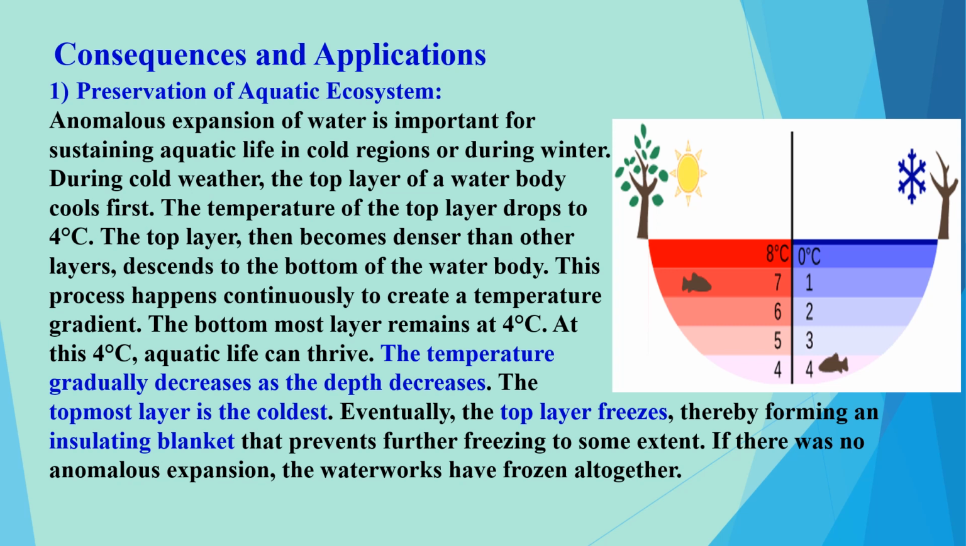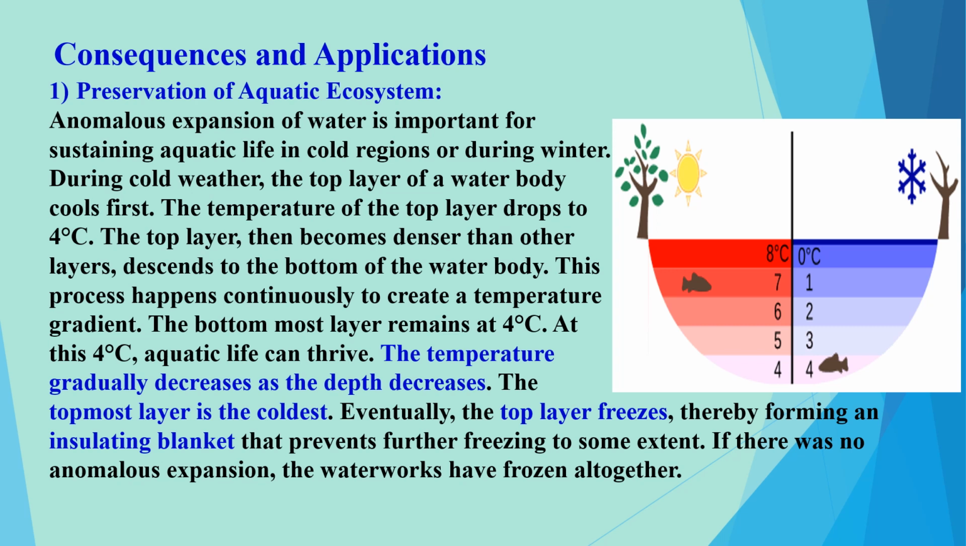Consequences and applications of this anomalous expansion of water. Number one, preservation of aquatic ecosystem. Anomalous expansion of water is important for sustaining aquatic life in cold regions or during winter. During cold weather, the top layer of a water body cools first. The temperature of the top layer drops to 4 degrees Celsius. The top layer then becomes denser than other layers and descends to the bottom of the water body.